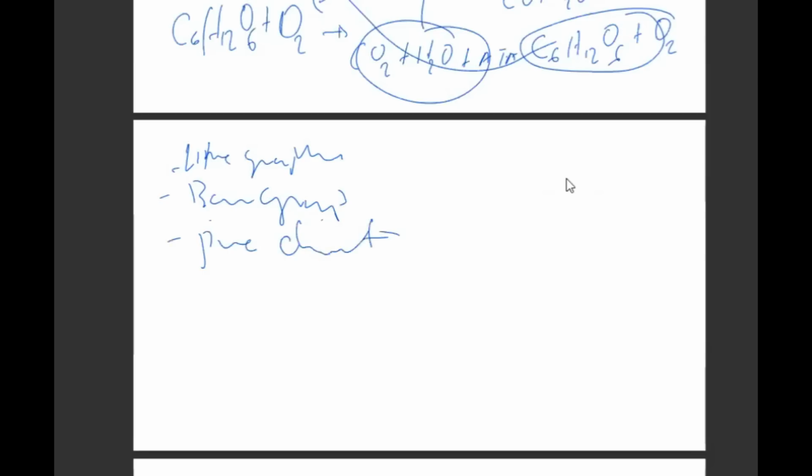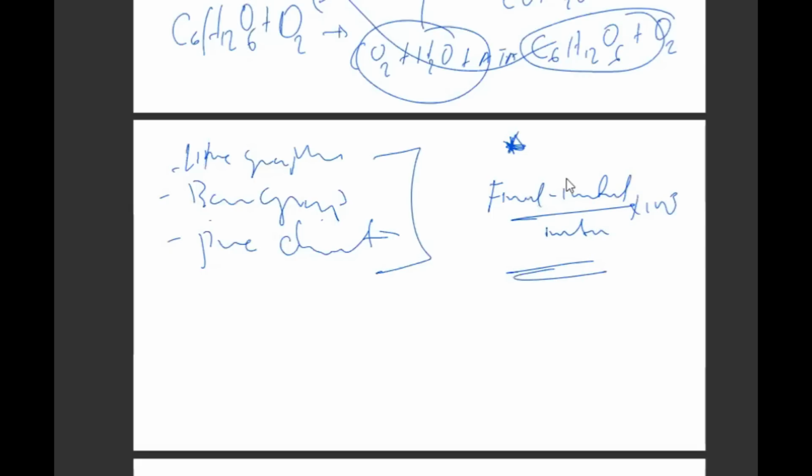So now, when you talk about pie charts, there is something I need to talk about before I go to this: percentage increase and percentage decrease. Guys, when they ask you for percentage increase, it is final minus initial, over initial, times 100. Then it's going to give you the percentage increase or percentage decrease.